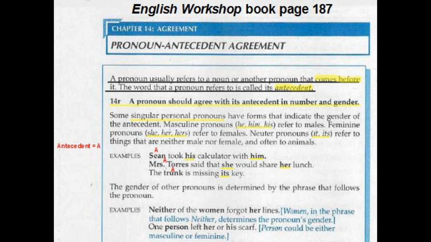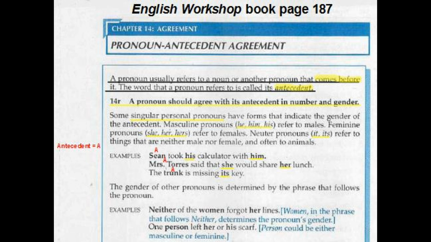I need you to underline the first sentence. A pronoun usually refers to a noun or another pronoun that comes before it. The word that a pronoun refers to is called its antecedent, and you know the root ante means before, so just remember this is the word that comes before that the pronoun is going to be referring to. Let's go ahead and highlight the words comes before and then antecedent. Let's also highlight Rule 14R. A pronoun should agree with its antecedent in number and gender.